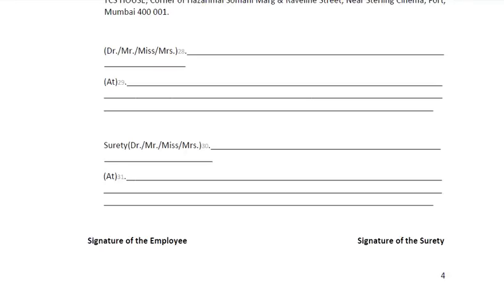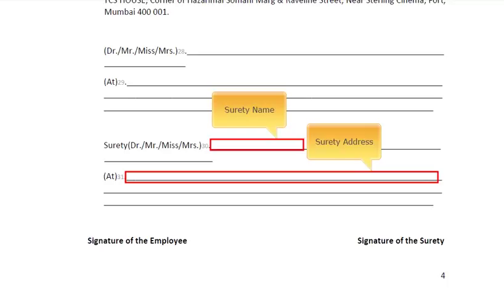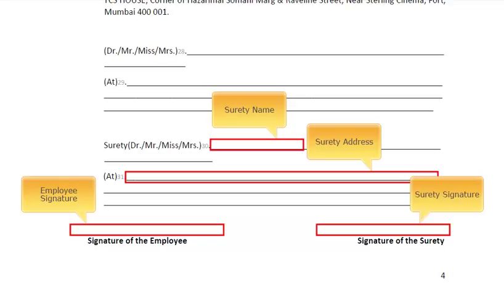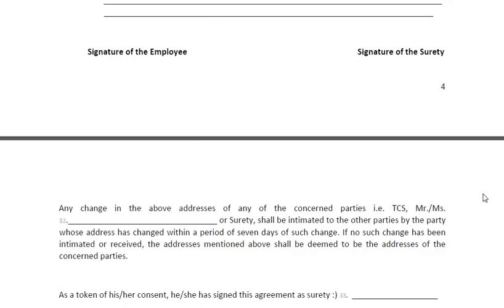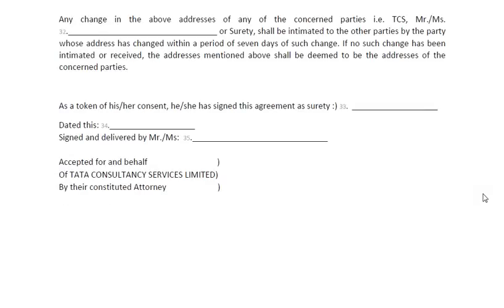Following that, will be the place for you to write your surety's name in blank 30, and address in blank 31. To complete page 4, both you and your surety have to sign at the bottom of the page. On page 5, paragraph 1 speaks of change of address of any of the concerned parties.